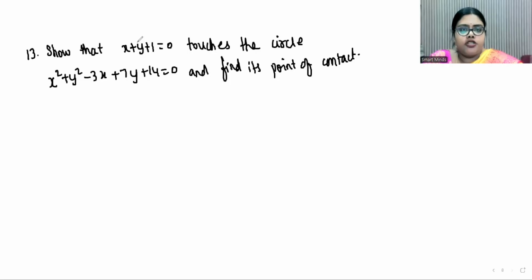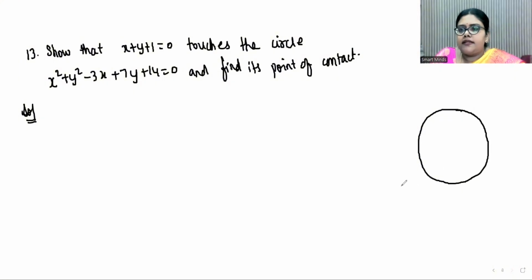Take the next question. Show that x plus y plus 1 is equal to 0 touches the circle x square plus y square minus 3x plus 7y plus 14 equals to 0 and find its point of contact. So here first we will draw the figure. There is a circle and there is a line which is touching the circle. So what is the condition when a line touches a circle? Radius is equal to perpendicular distance, and this is the center.